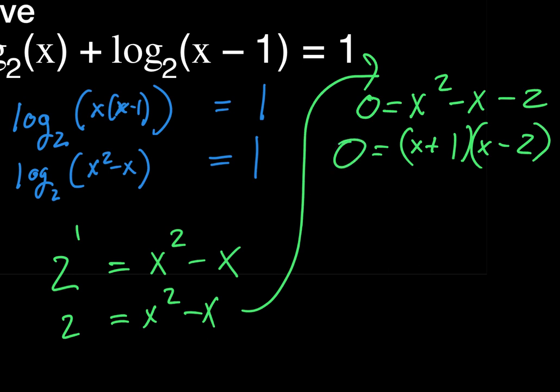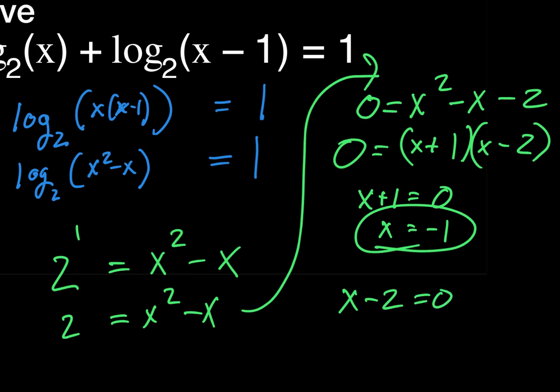Well, look at that, I do. Because negative 2 times 1 is negative 2. Negative 2 plus 1 is negative 1. That's my middle term. So then x plus 1 equals 0. X equals negative 1. X minus 2 equals 0. X equals 2.